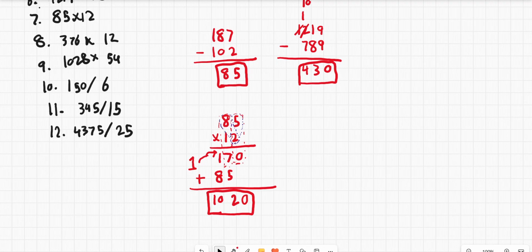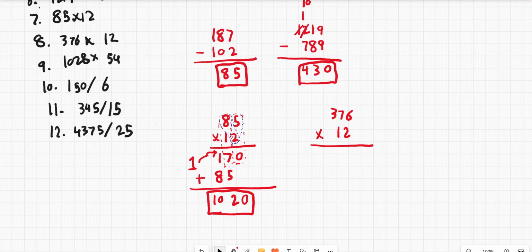Eighth problem for today is 376 times 12. Same process again. We first deal with the 2. Right, we're looking at the bottom row, and then we're going to multiply that 2 by all the numbers on the top row, starting from 6, which is the rightmost number, and then going to the left. 3 is the leftmost number.